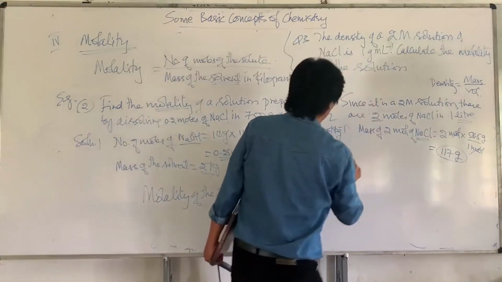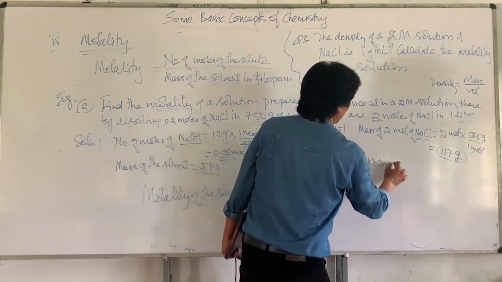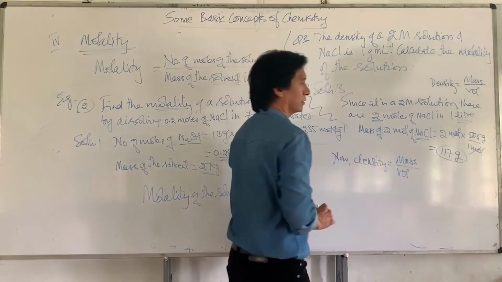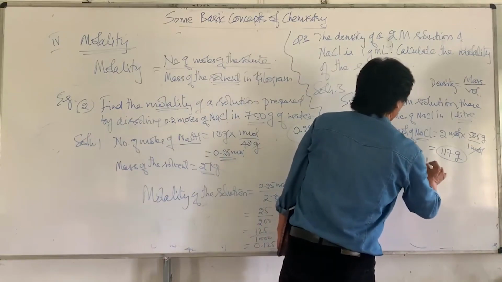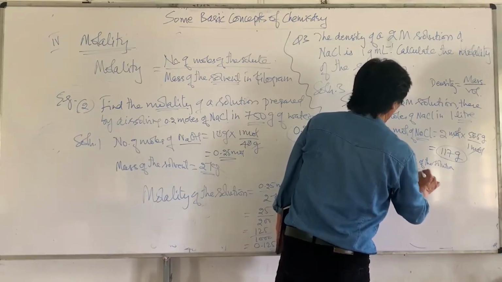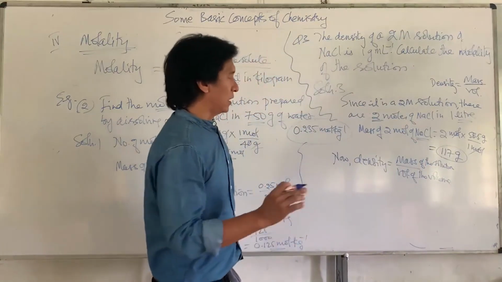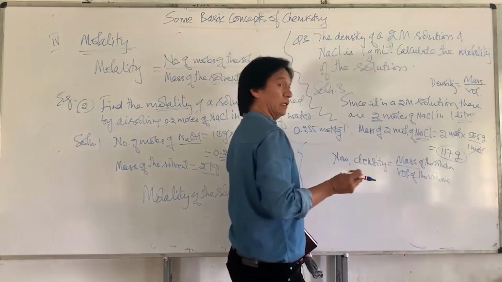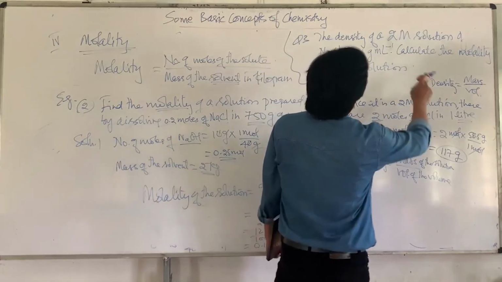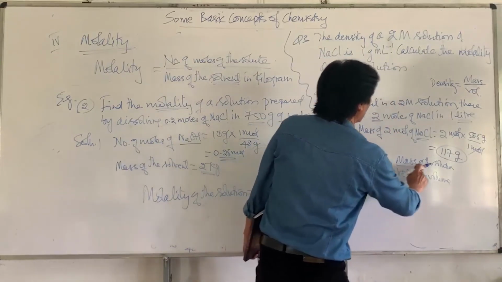Okay, the next thing you are given is the density of the solution. Density we know is mass of the solution divided by volume of the solution, right? Here the volume to be considered is 1 liter expressed in terms of milliliters. Because density is given in grams per ml, the density is 1 gram per ml. Mass of the solution we don't know.